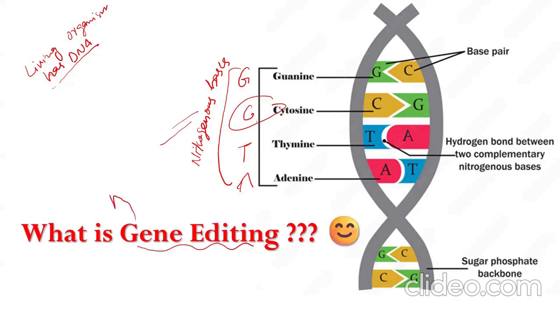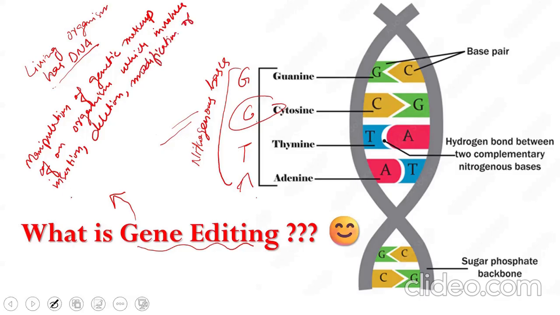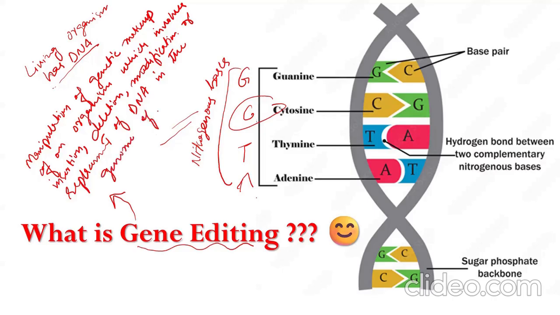So, in a simple way, gene editing is a manipulation of the genetic makeup of an organism, which involves insertion, deletion, modification, or replacement of DNA in the genome of a living creature. This is the definition of gene editing.